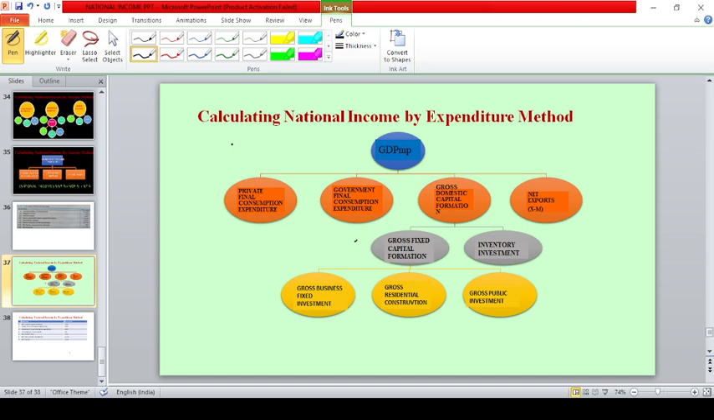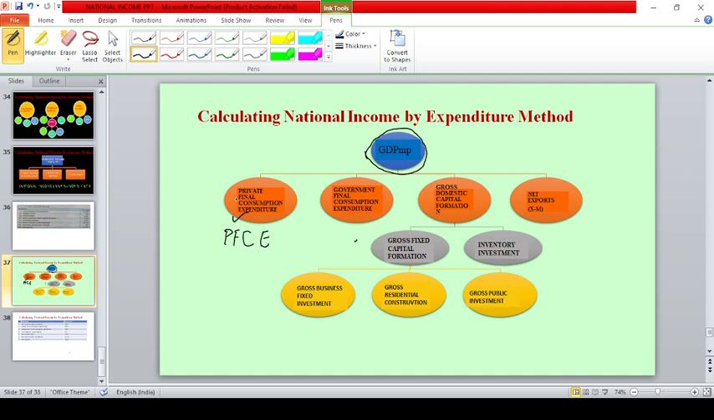Now in this class we are going to understand how to calculate national income by expenditure method. In order to calculate national income by expenditure method, first we have to calculate GDP at MP with the help of the various components given over here. So let us quickly understand the first one, that is private final consumption expenditure.